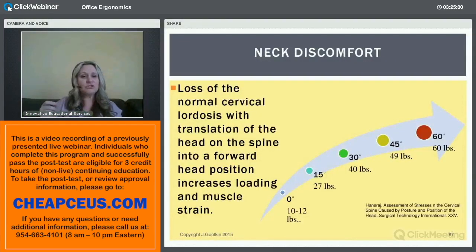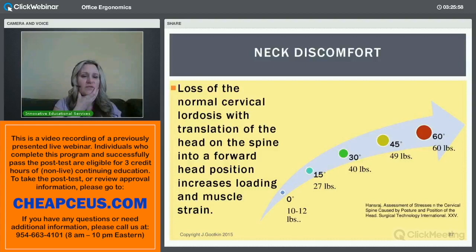What we're going to look at next are certain body regions and consider how we can modify the environment if the patient has complaints of discomfort or pathology in specific body regions. So if the patient is reporting neck discomfort, what we need to think is head position. So we know that the head weighs approximately 10 to 12 pounds, and this study is very interesting that I pulled this particular information from.